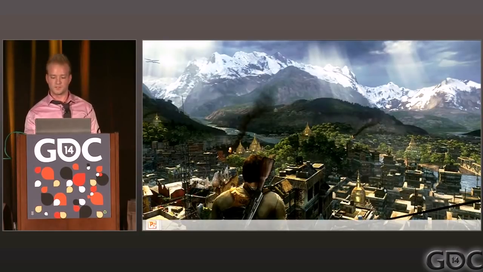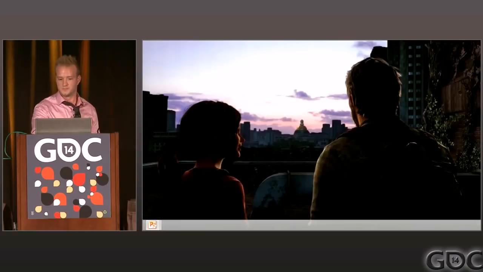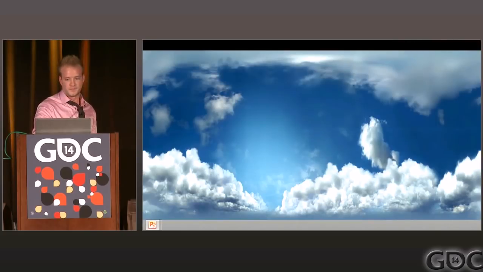You see, the focus for skies at Naughty Dog has always been artistic control. We need the clouds to shape the composition, the sky to highlight and draw the player's attention. We need the world to tell our story at the perfect point of the reveal. In other words, we need matte paintings, like this. Because of this, the skies in our games have always been a single static matte painting.